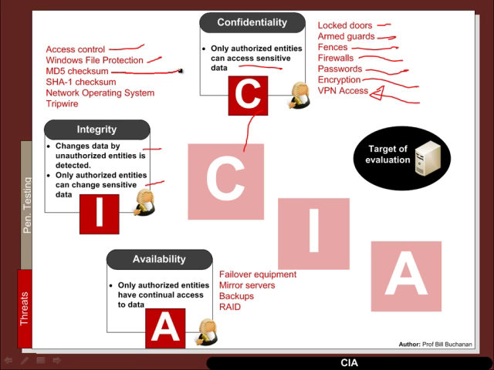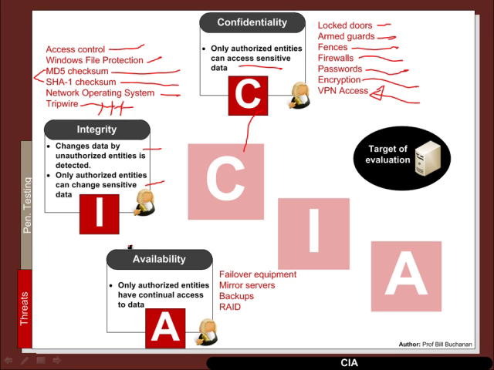The MD5 checksum, we'll see later on, provides a way to verify that things haven't been changed, such as application programs, along with SHA-1, which is a better method of creating a hash signature. We can have network operating systems, and we can use software such as Tripwire, which will be able to detect when an intruder gains access and changes a file.